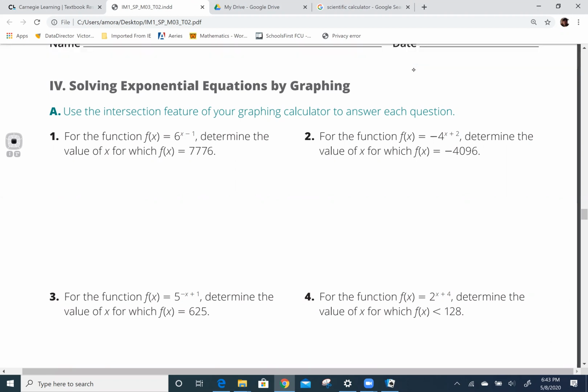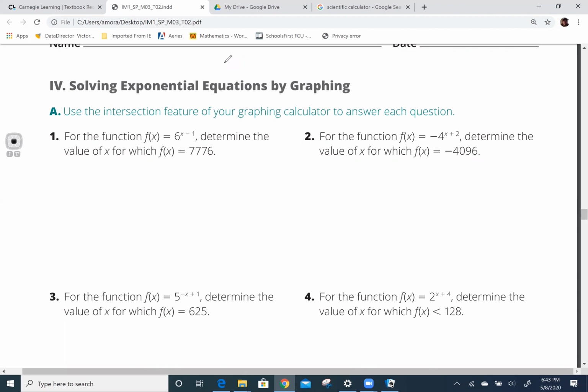Okay, so for this section, we're going to use the intersection feature of your graphing calculator to answer each question. Now, many of you don't have a graphing calculator, and I don't have one either, so I'm just going to go ahead and use Desmos, or there is another website called GeoGebra. I'll put the link on the video so you can use it.